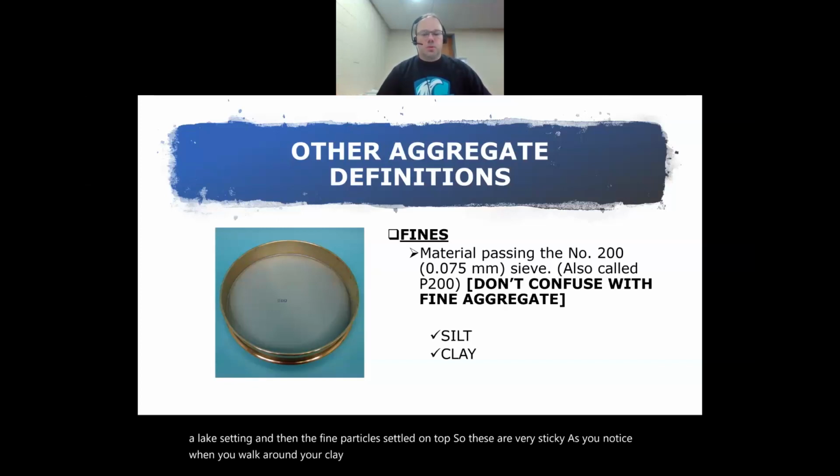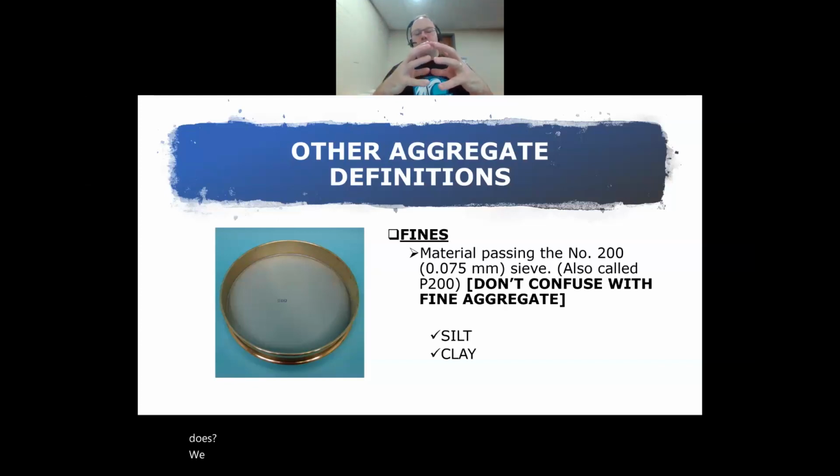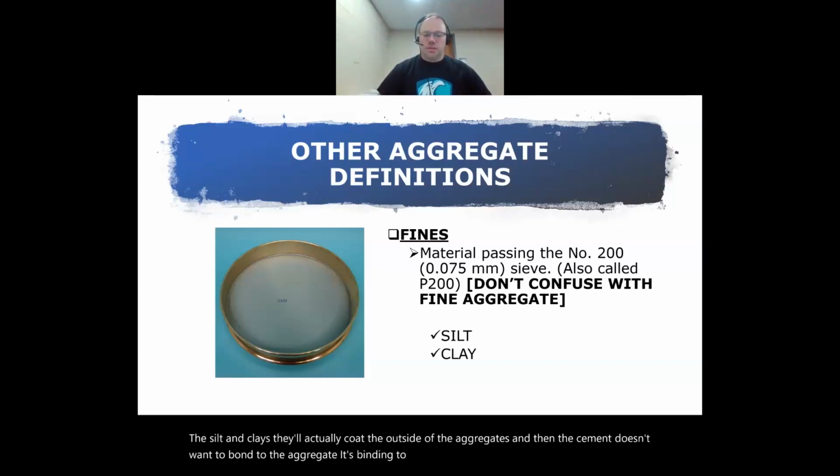So what this does, these silt and clays, they'll actually coat the outside of the aggregates, and then the cement doesn't want to bond to the aggregate. It's binding to the fines, and then it peels apart. It doesn't work very well. So we want to control a lot of our silt and clay, or fines passing the number 200 sieve.